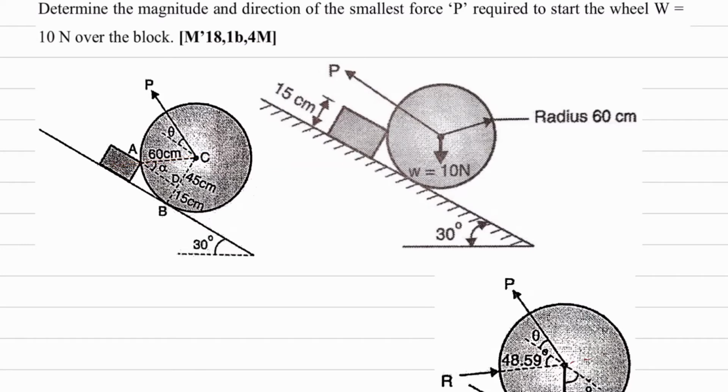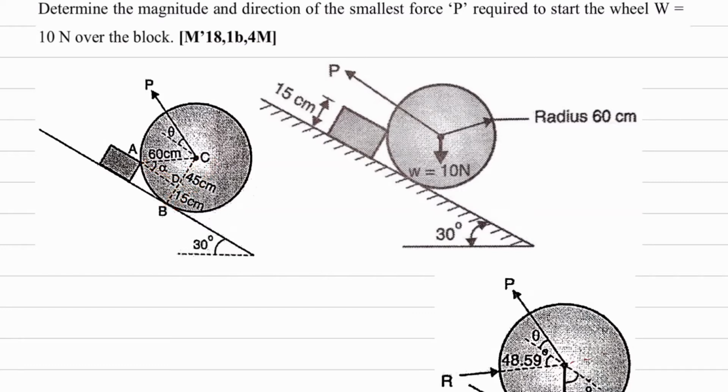Now if you see, the radius of the cylinder is given over here, it is 60 centimeter, and the height of the block is 15 centimeter. So 60 minus this height of 15, this distance you will get as 45 centimeter.